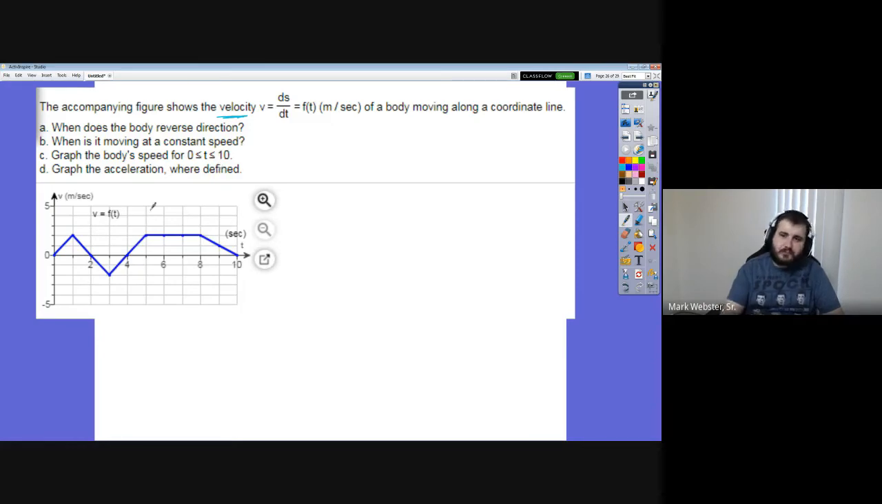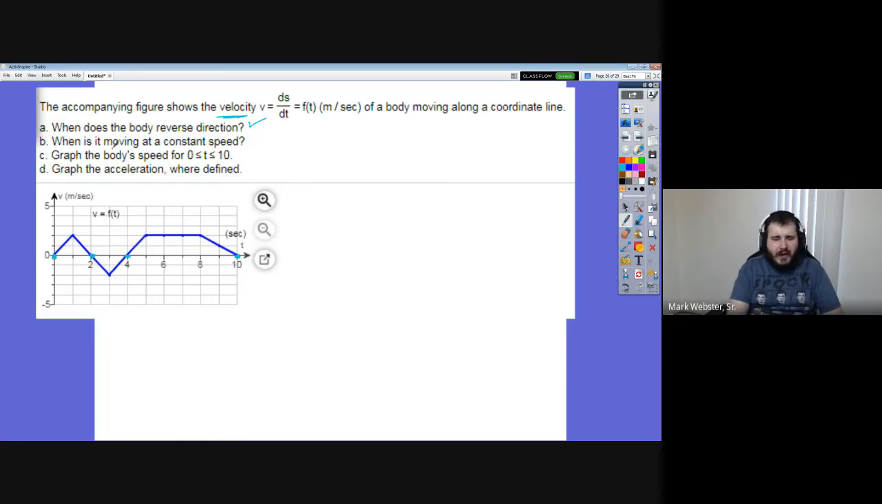Okay, so let's just start out here. Where does the body reverse direction? Well, remember, if it's going forward and then it stops, maybe it's going to reverse direction. So where does it stop? Well, it's at zero here, here, here, and here. Where does it reverse direction? Positive velocity, negative velocity, at two and at four, right?